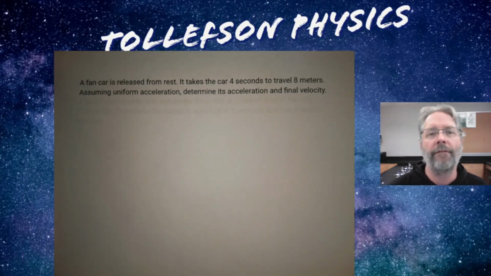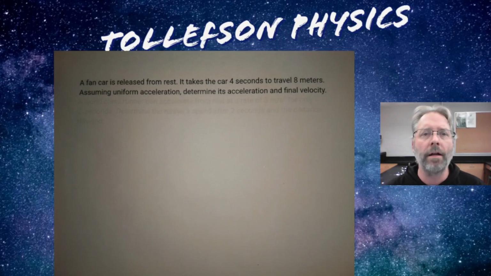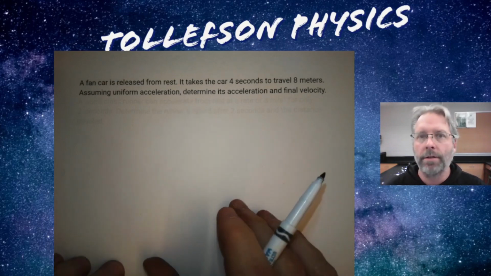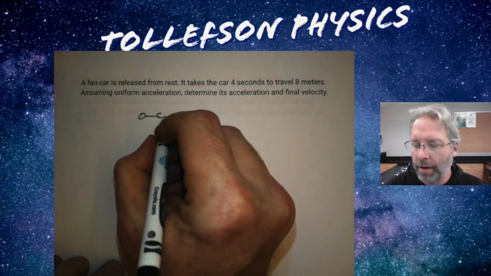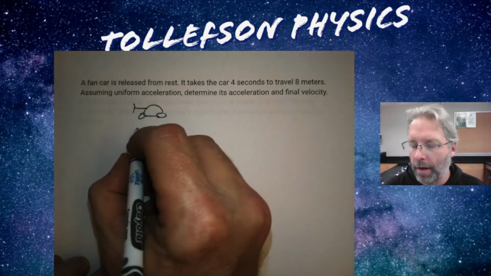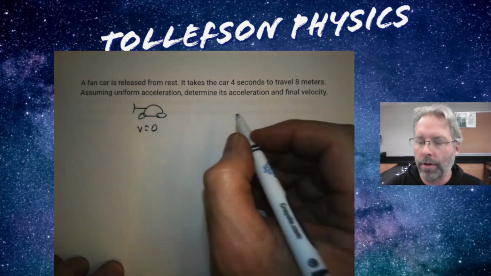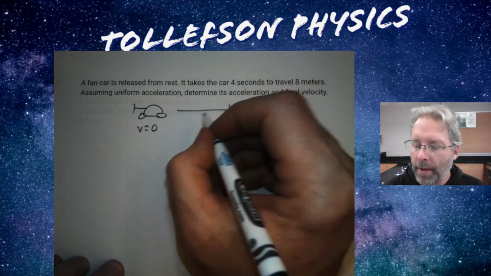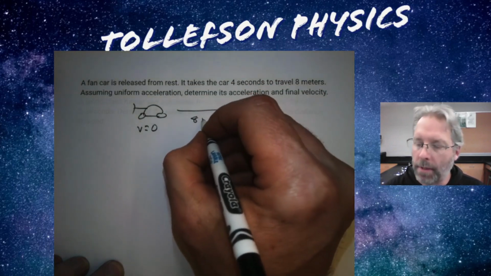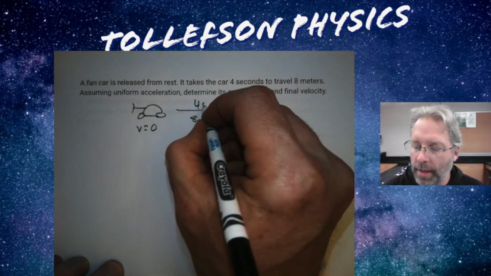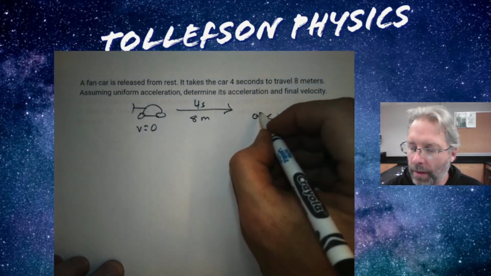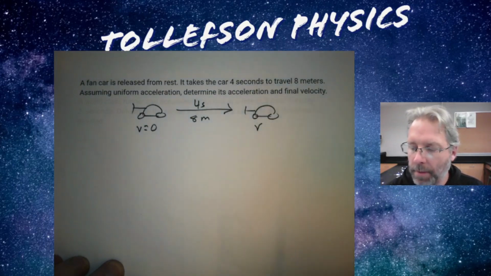Now let's look at a fan car. We have a fan car that we're going to release from rest, and it's going to take 4 seconds to travel 8 meters. This is the kind of data that we'll be taking with the fan car project for those that are doing it. So I've got my fan car. I guess I could make a fan on it. The velocity equals 0 to start with. It's going to speed up, but this distance is going to be 8 meters, and it's going to take 4 seconds. Then it's over here somewhere traveling at some speed.